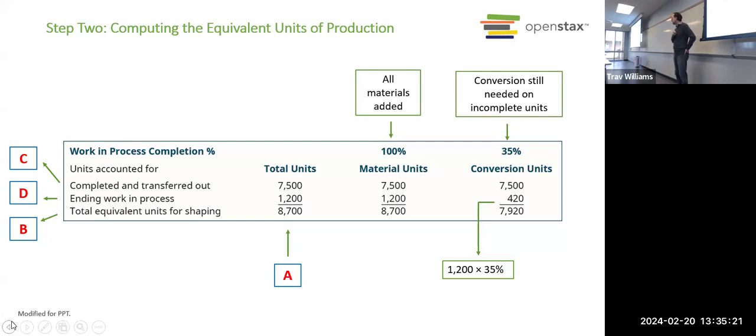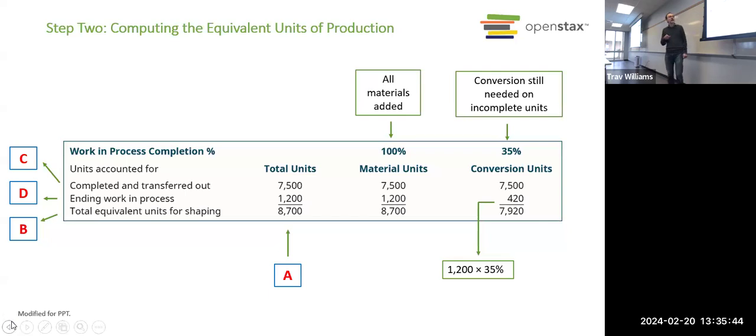Because remember when I said that when you take 1,000 units' worth of wood and make 1,000 drumsticks, that batch is always going to be 1,000 drumsticks that you're making, right? So your total units that you're making and the material units are always going to be the same.